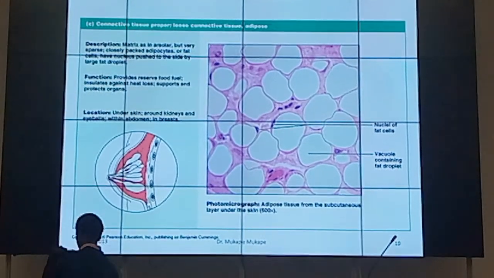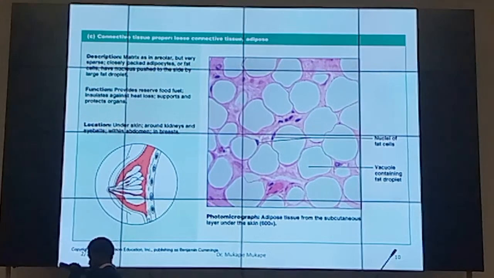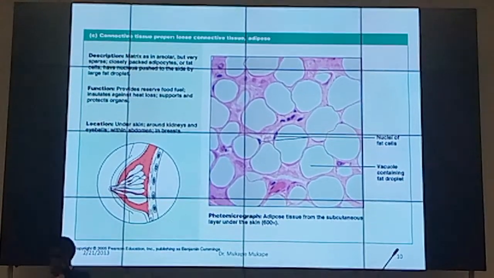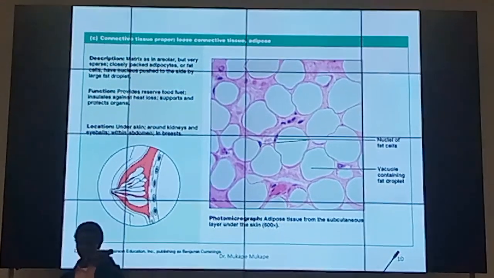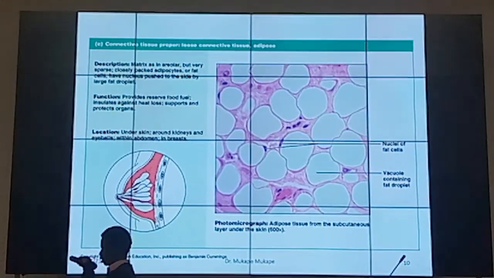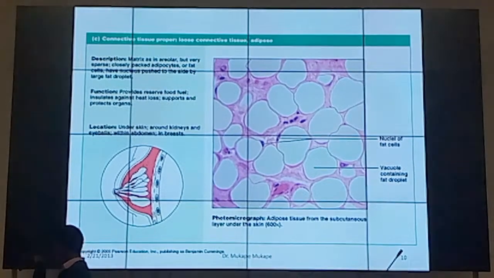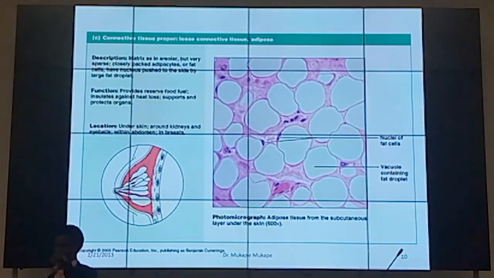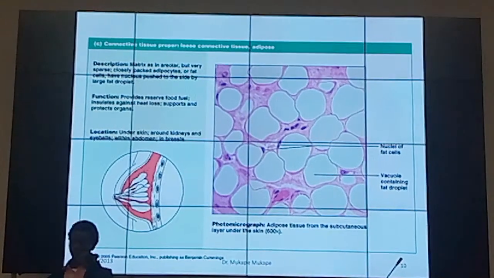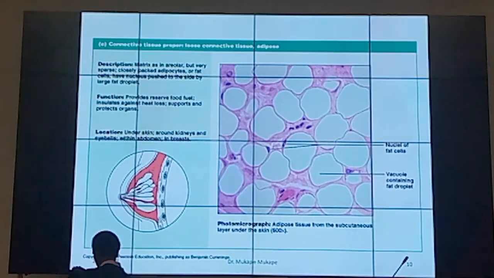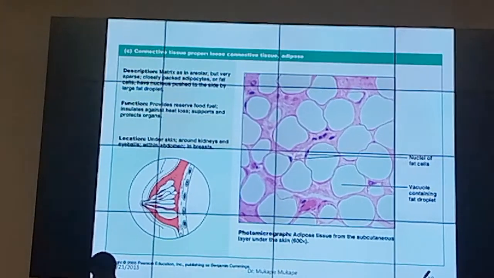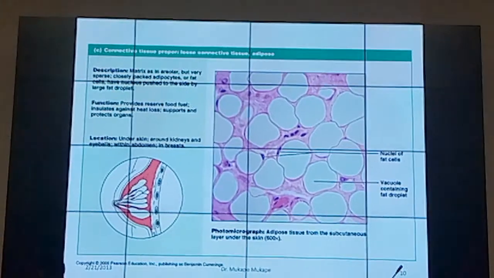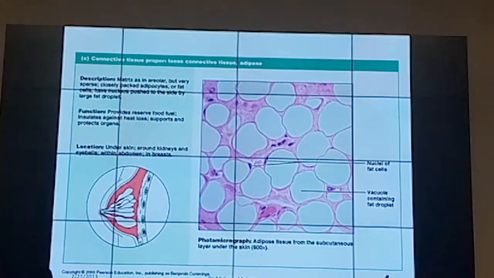But brown fat, the cells have a lot of locules, a lot of small vacuoles so to say, and a lot of mitochondria within them. The function of brown fat is basically for heat generation, thermogenesis. So that is brown fat.